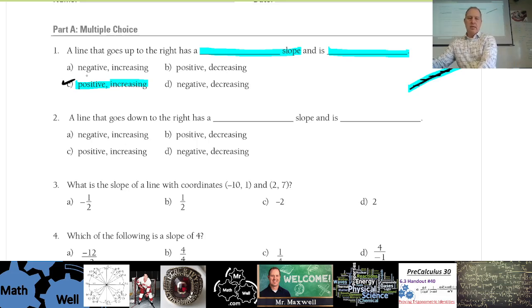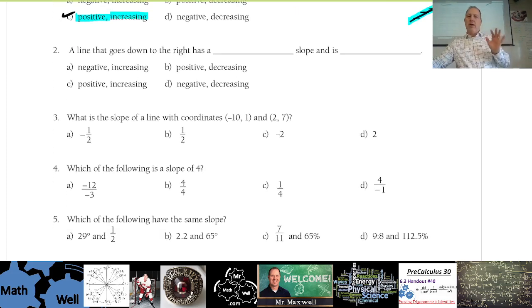All right. Now I'm going to kind of do every other one, because you guys can do this one on your own. So number 3 says, what is the slope of a line with coordinates -10, 1 and 2, 7? Okay, help me out. What is the slope formula? Remember, slope, a little m, is the symbol for slope. So what's the slope formula?